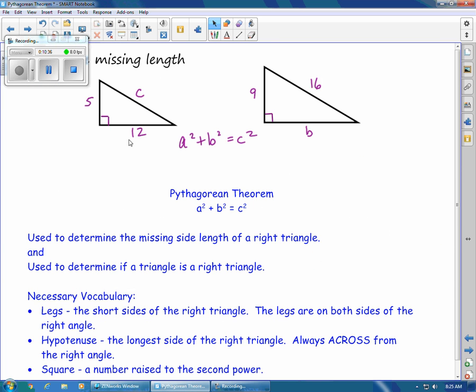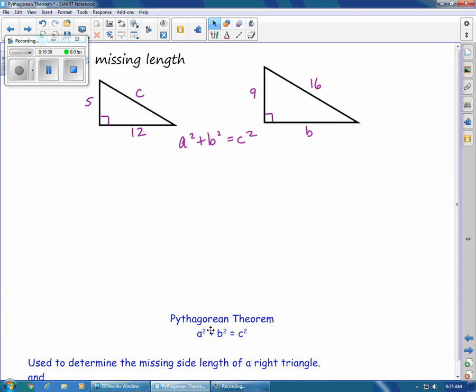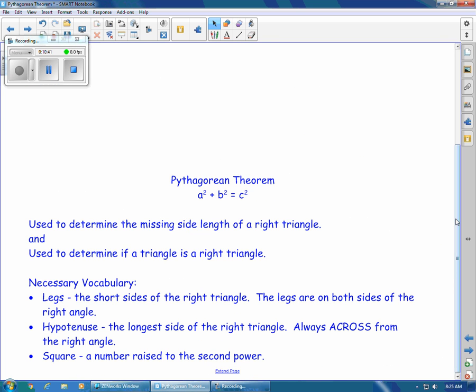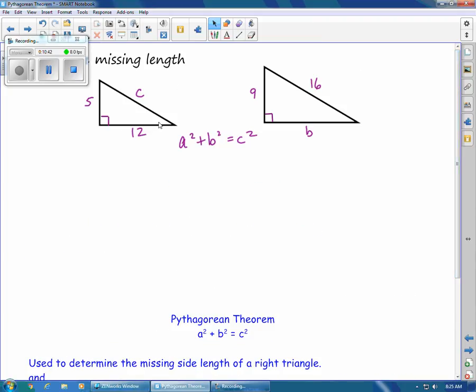Next page, finding the missing length. Okay, we're going to take those notes in a minute. Okay, finding the missing length. So our Pythagorean theorem states a squared plus b squared equals c squared. We've got two sides here and we're missing the hypotenuse. So let's go ahead and plug in what we know. If you're comfortable at this point, you can go ahead and pause the video and see if you can work these out and then come back and see if they're correct.